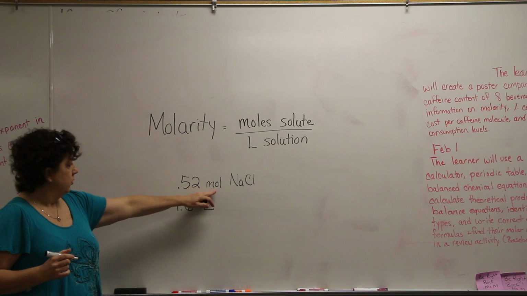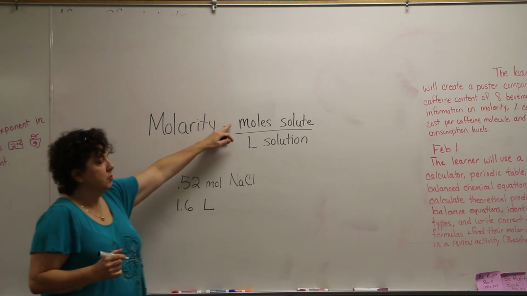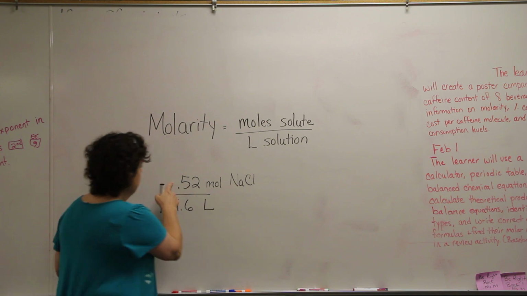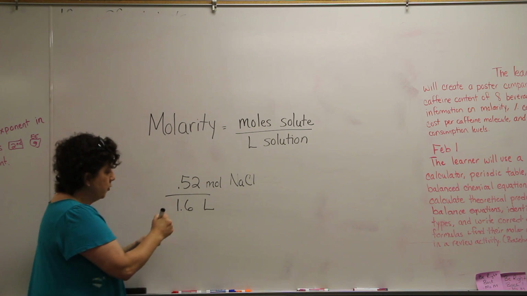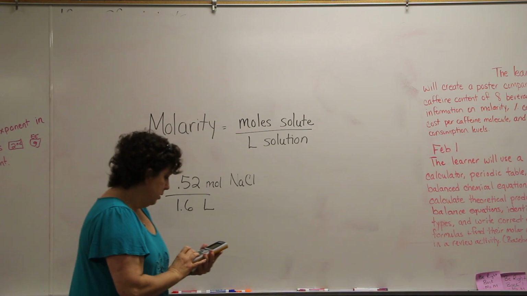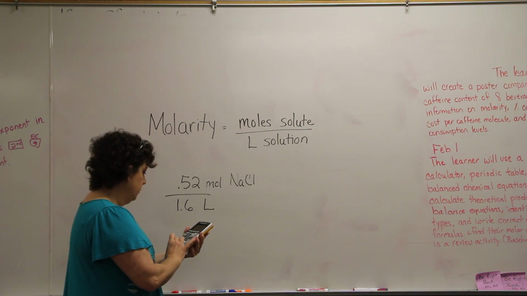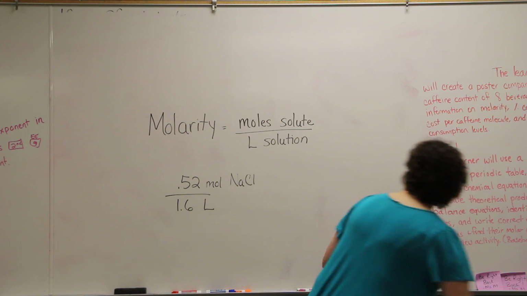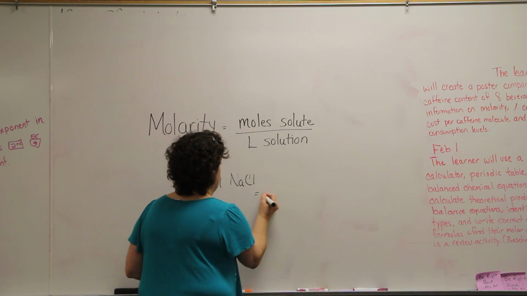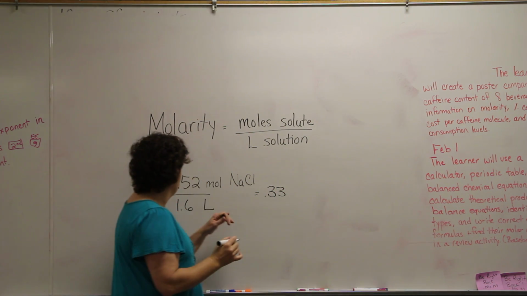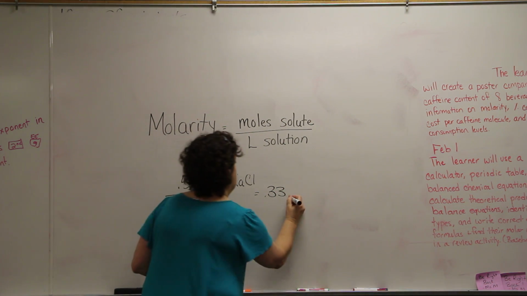They gave you moles, they gave you liters. It's simply a plug and chug, moles divided by liters. It's just going to be 0.52 moles divided by 1.6 liters. And that sodium chloride solution is going to be 0.52 divided by 1.6, 0.325. So we'll go ahead and call it 0.33 molar since we're using two significant figures.